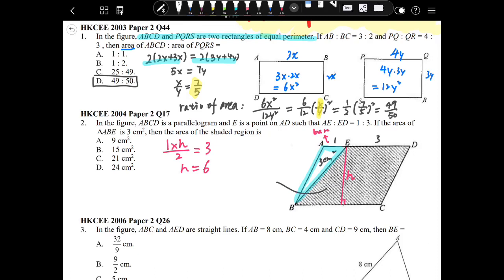In total we have got 1 and 3. Add them up, and that becomes BC, which is 4. If we want to find this trapezium area, because it's a parallelogram, it's a trapezium. So upper base plus lower base, times the height, divided by 2. In this case, we have 7 times 6 over 2. Then the answer is C. So it's actually the area of this trapezium.